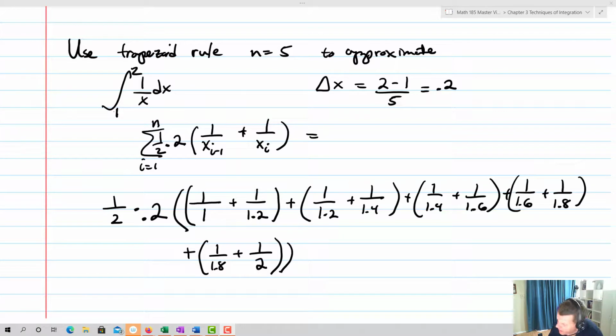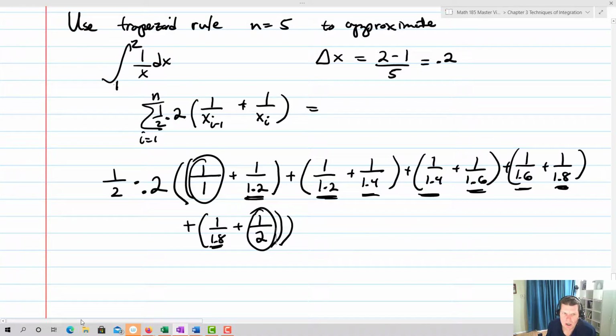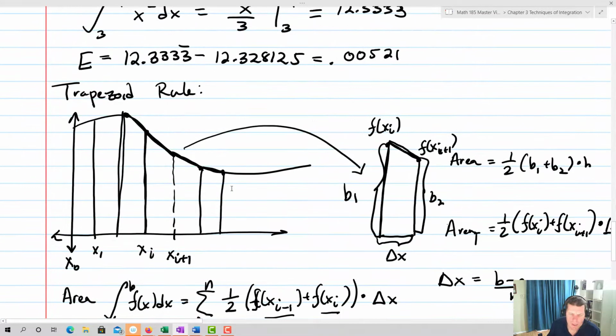Now what I want you to notice is that I have the 1 over 1.2, 1 over 1.4, 1 over 1.6, 1 over 1.8. They're all actually mentioned twice. The only ones that aren't are the first and the last values. If we went back up to our picture, you could see why. There's only one trapezoid that includes the first value, x0, and only one trapezoid that includes xn, the last trapezoid.